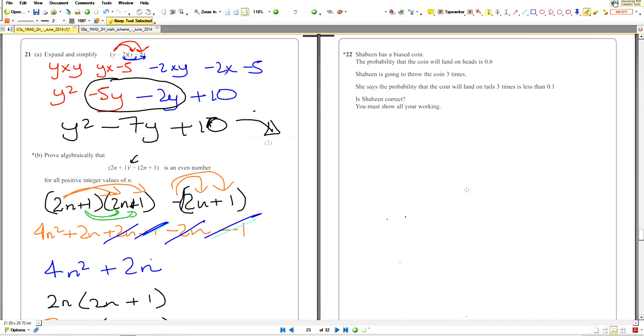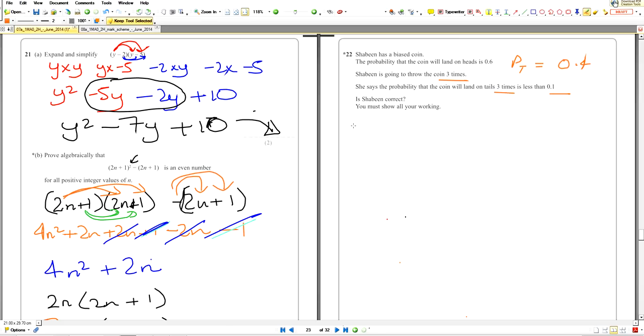Let's just quickly do question number 22. Nice and straightforward question. Shabin has a biased coin. The probability the coin will land on heads is 0.6. So that means the probability that it will land on tails is going to be equal to 0.4, because they both have to add up to 1. Shabin is going to throw the coin 3 times. She said the probability the coin will land on tails 3 times is less than 0.1.